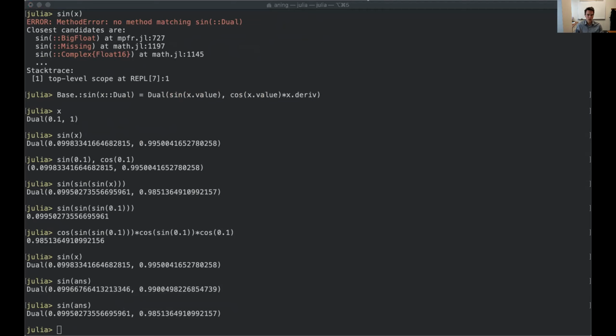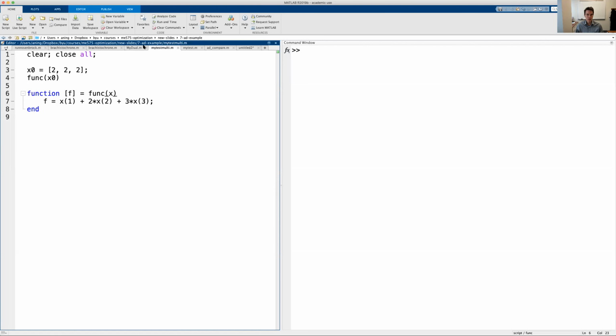Okay, let me give you one last demo here, and I'm going to do this one in MATLAB. So let's switch to another screen. Let's see, where is that? MATLAB. Okay, so I did the same thing in MATLAB, and we're going to do this in class.